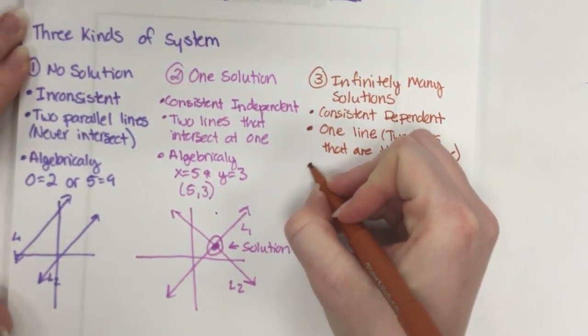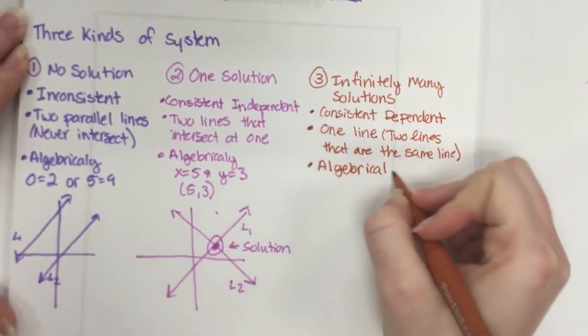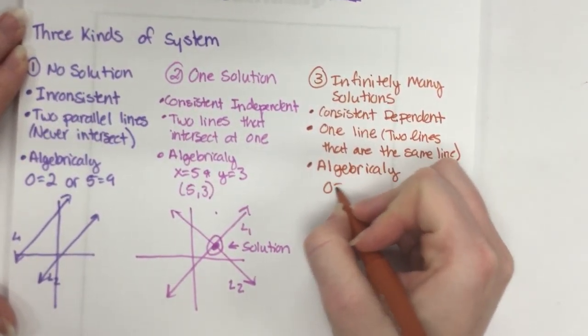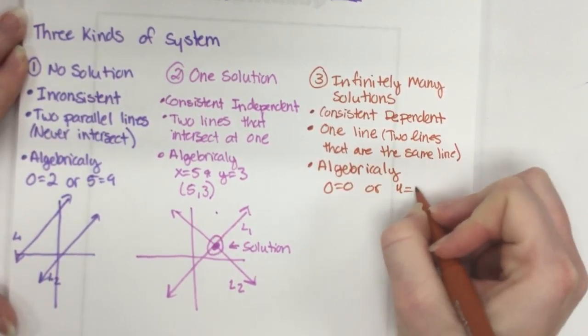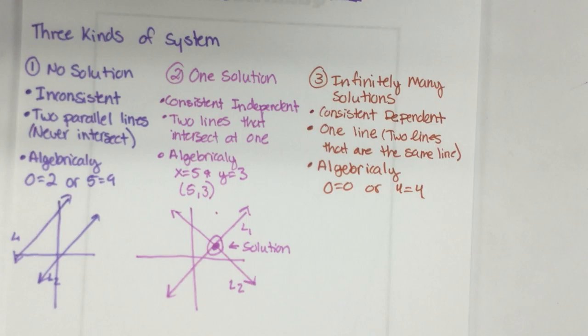And so algebraically, what this would look like when you're solving is, well, 0 equals 0 or 4 equals 4, okay? So those are true statements. 0 does equal 0. So that means no matter what I plug in, I'm going to get something equals something that is true, okay? And so that's how you know it's infinitely many.